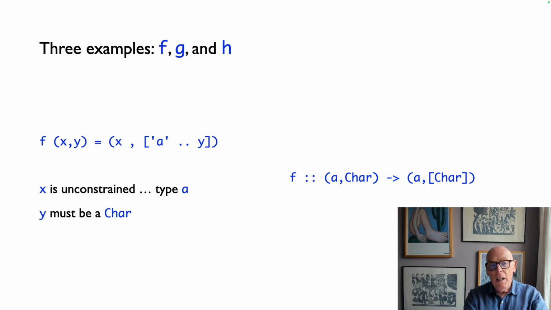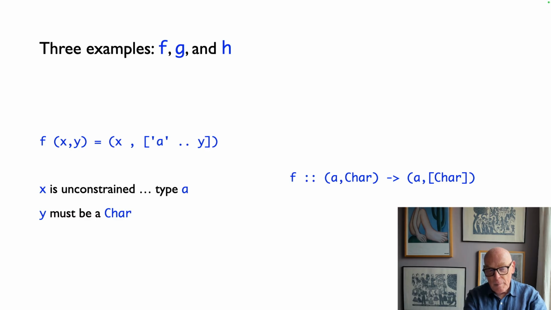Now, one of the ways of thinking about type checking is thinking about the constraints that are put on the types of values by the definition that's given. And it's pretty clear from this that x is completely unconstrained. There's nothing in here that says anything about x at all. We simply take x as the first half of a pair and return it as the first half of a pair. So let's give that type A, a type variable.